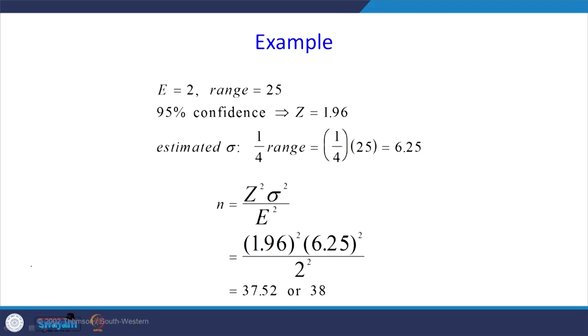We will do another problem to find out the sample size. So permissible error is 2, range is given as 25, 95% confidence level, z equal to 1.96, this value which you have to get from the table. So estimated sigma is one fourth of the range, so it is 6.25, then substitute z square sigma square divided by e square, you are getting 38.